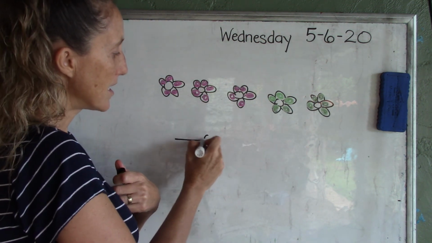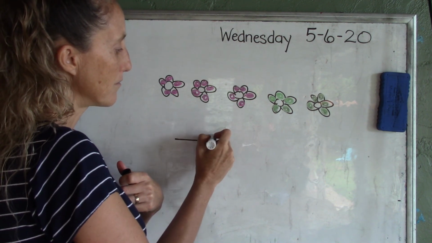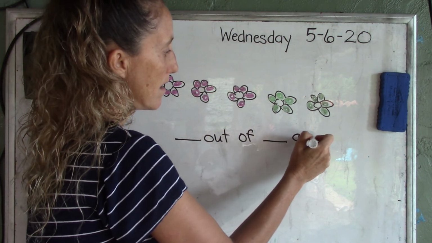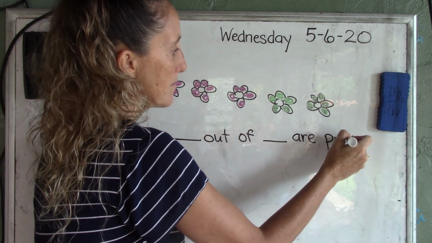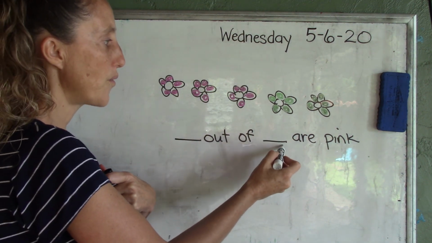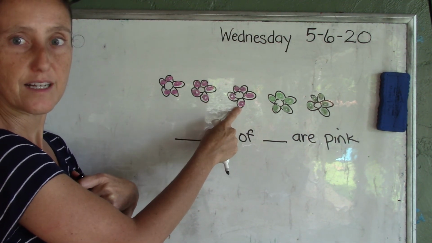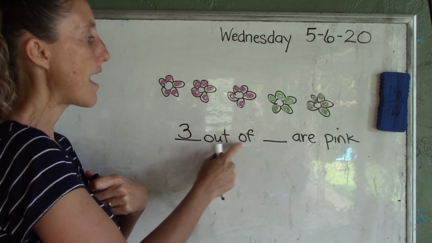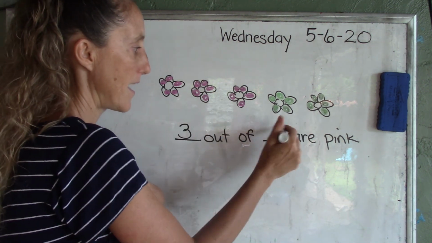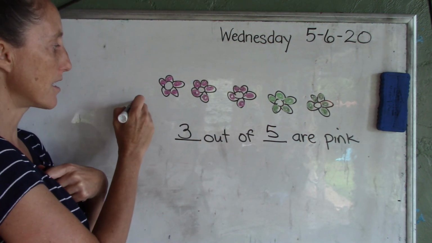Well, this is my question: how many flowers out of the total are pink? So how many flowers are pink? 3. 3 out of how many total? 1, 2, 3, 4, 5. 3 out of 5 are pink. How do you write that as a fraction?